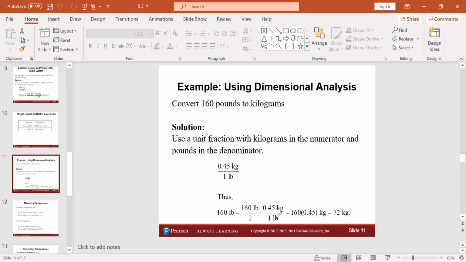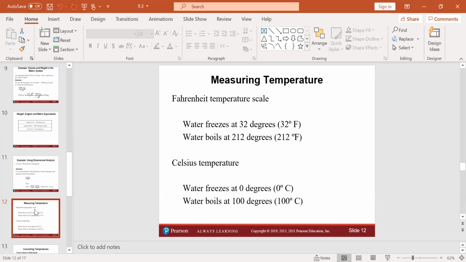So bada bing, bada boom. You're left with kilograms as your only unit. You still have to do the 160 times 0.45, which will give you 72 kilograms. So some interesting stuff in here. Nothing too wild.